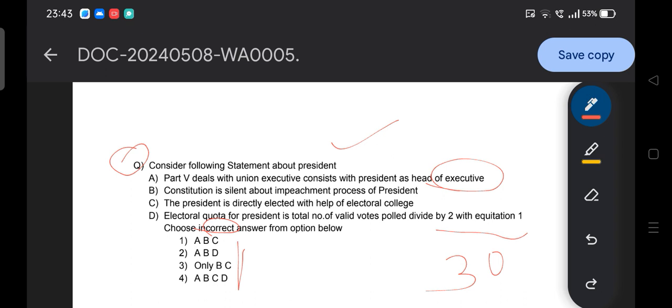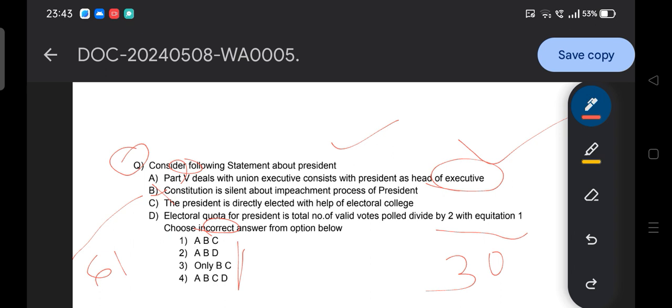Option A, Part 5 deals with the Union executive, which consists of the President as head of the executive. Yes, it's absolutely correct. Then, the Constitution is silent about the impeachment process of the President. No, option B is incorrect, because Article 61 talks about the impeachment process of the President.